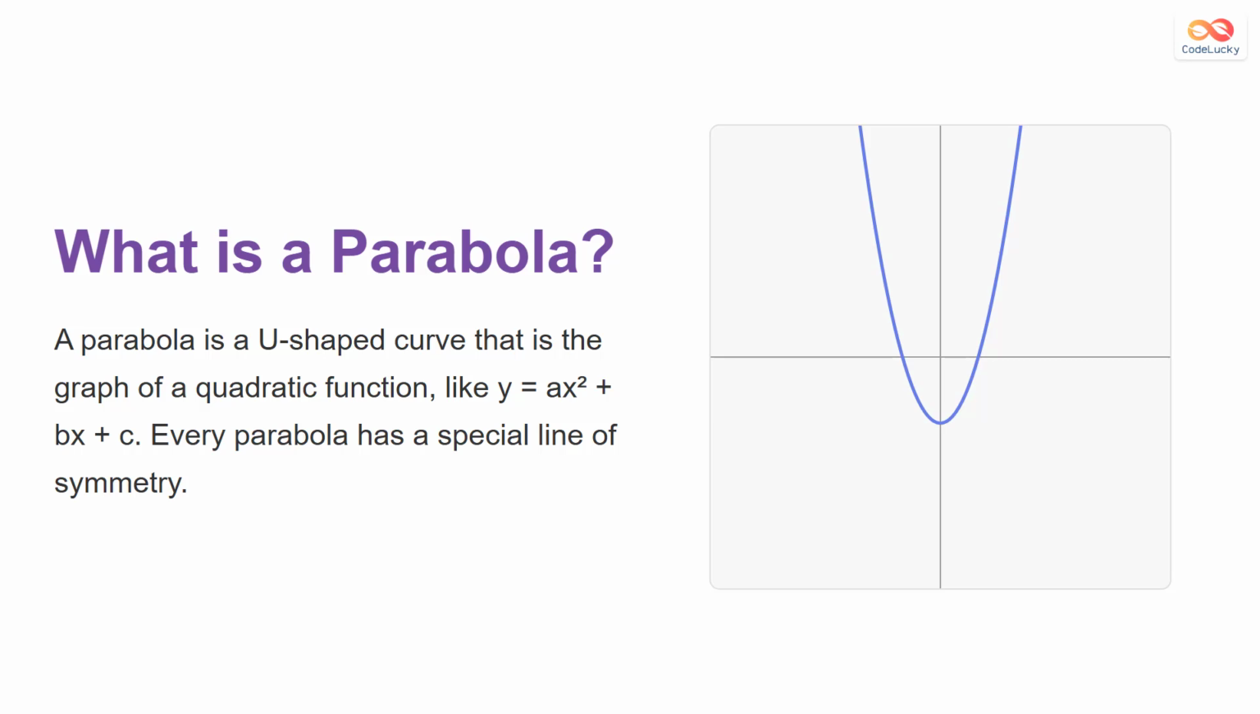First, let's quickly review what a parabola is. A parabola is the U-shaped curve you get when you graph a quadratic function. The standard form of a quadratic function is y equals a times x squared plus b times x plus c. Every single parabola, no matter how wide or narrow, has a line of symmetry.